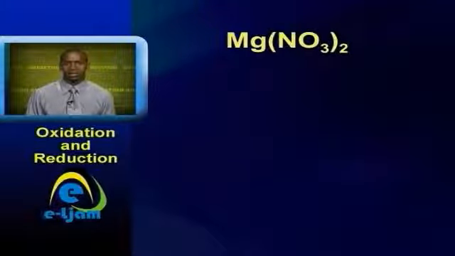Example 1. Let's find the oxidation state of nitrogen in magnesium nitrate. First, remember that the sum of oxidation states of all elements in a compound is 0.